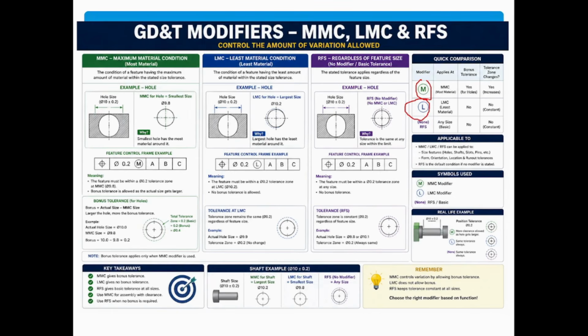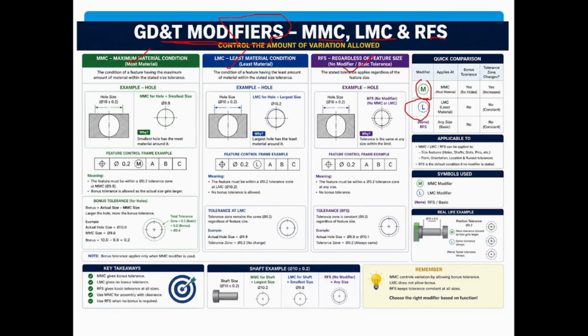So these are the GD&T modifiers, very important for interview purposes. They are MMC, LMC, and RFS. MMC is the maximum material condition, LMC is the least material condition, and RFS is regardless of the feature size.